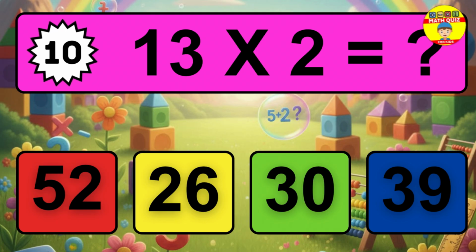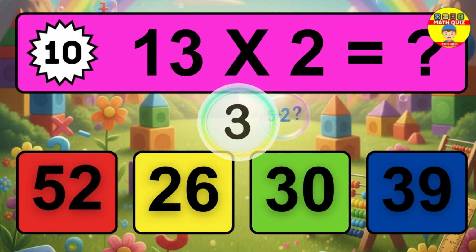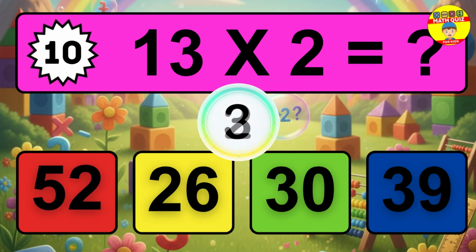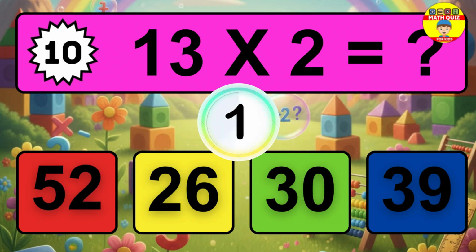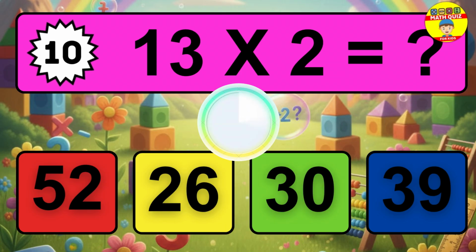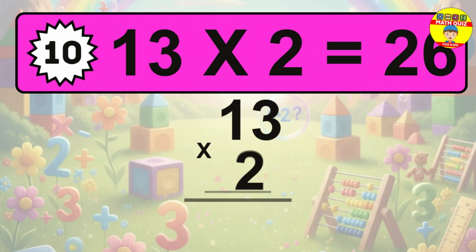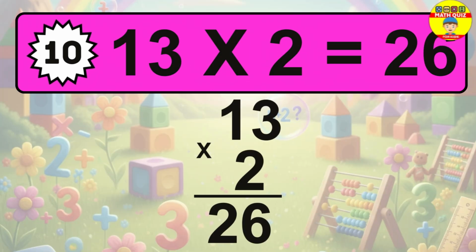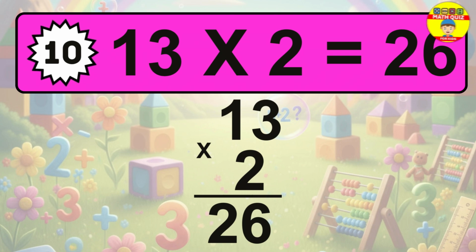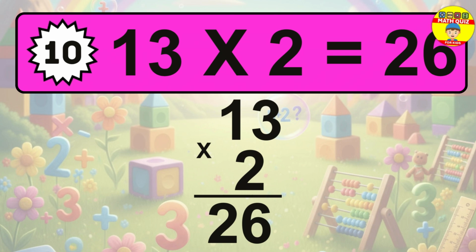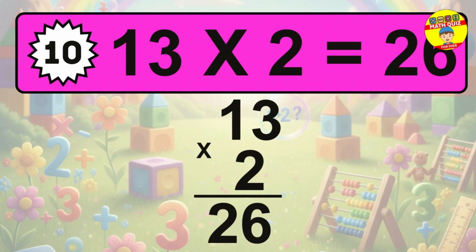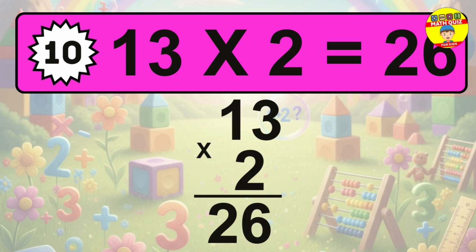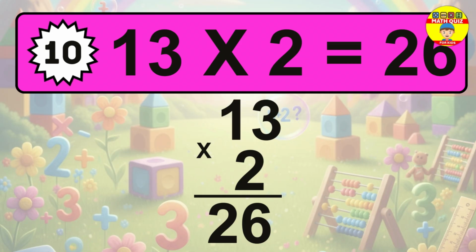Question 10. 13 times 2 equals what? So the answer is 13 times 2 is 26. To calculate, we have 13 groups with 2 balls each one. So how many balls do we have? 26 balls.